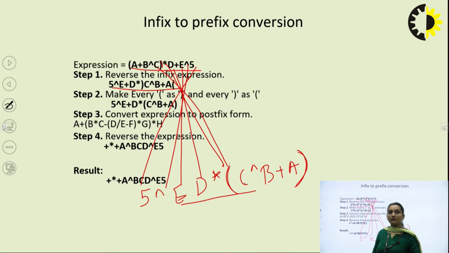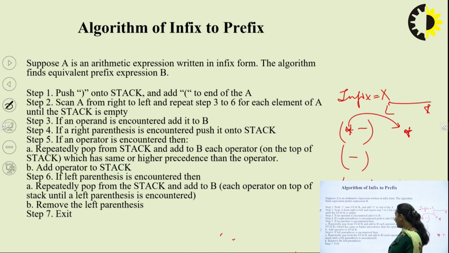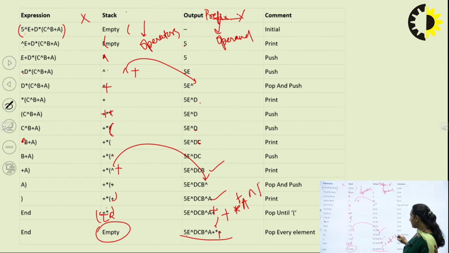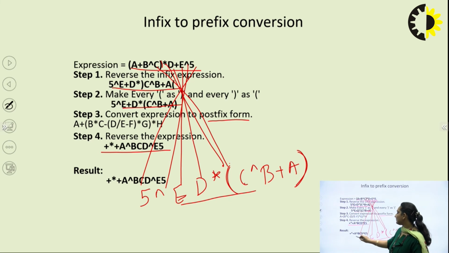So in this, first the expression has to be in reverse order. Reverse the expression, then convert the expression to postfix and then reverse it. So this is not our answer this way. This is not the answer. We have to reverse it. So we have to reverse this, plus A, plus A. This is power operator B, C, D, power E 5. So that is the thing. We are having this and this is our result.